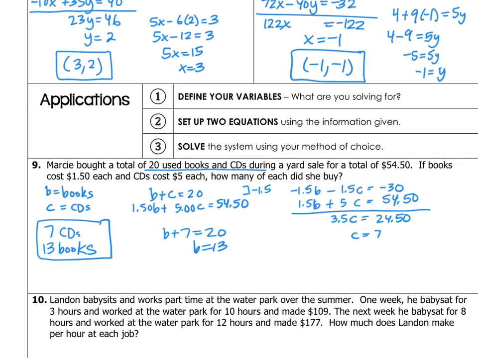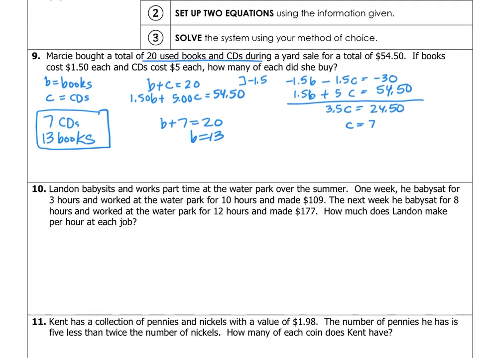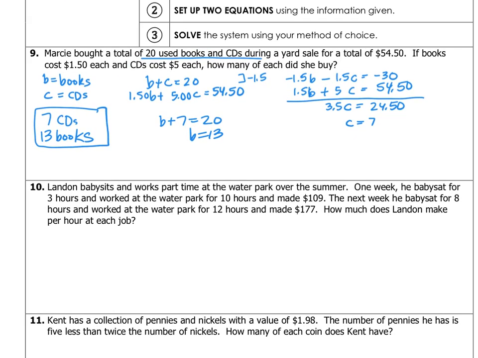Not too bad. All right, let's look at number 10. Landon babysits and works part-time at the water park over the summer. One week he babysat for 3 hours and worked at the water park for 10 hours and made $109. The next week he babysat for 8 hours and worked at the water park for 12 hours and made $177. How much does Landon make per hour at each job?